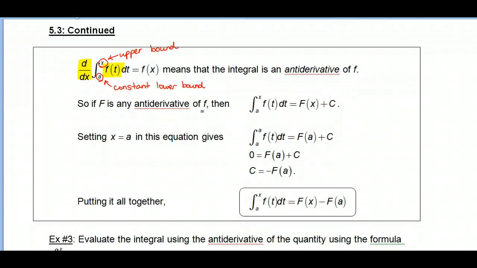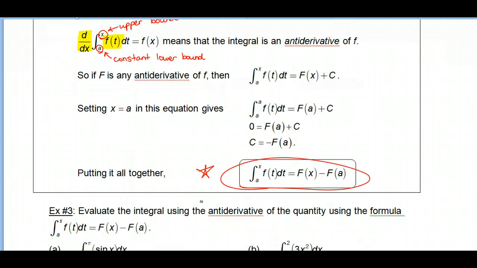This is just some notation kind of proving that when I do the integral, this conclusion here is important. The integral from a to x of f of t dt, we end up with whatever our antiderivative would be. That's when I use the capital letter F. We evaluate that at the upper bound, and then we subtract and we evaluate it at the lower bound. So the antiderivative is a capital F.